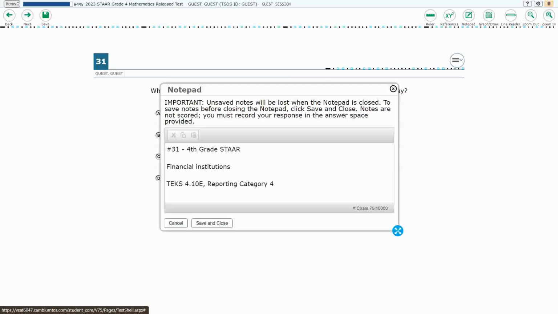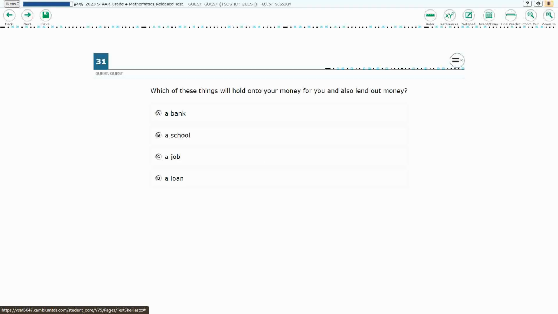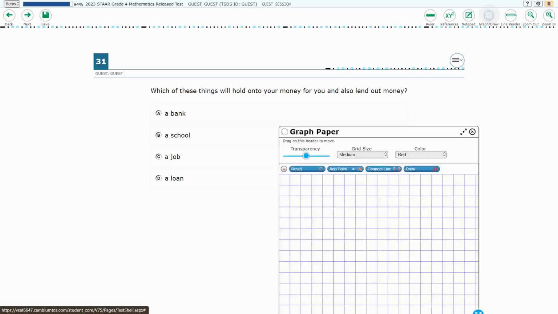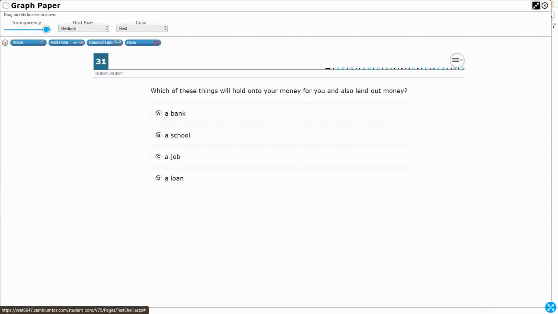For number 31, we are looking at financial institutions. This is reporting category TEKS 4.10e. We're just recognizing what will hold on to your money and also lend you out money. And there's not much to do here. We're just recognizing the bank will do both.